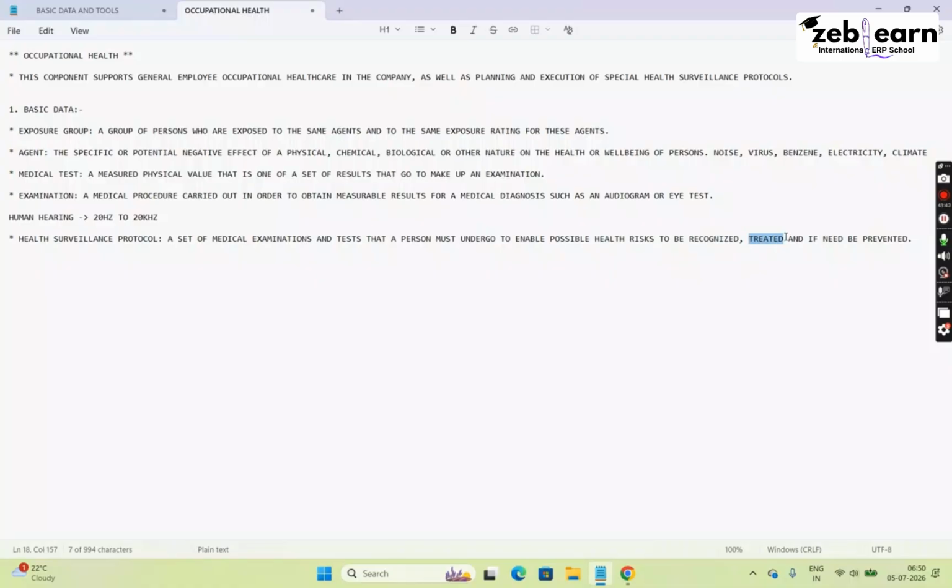Whenever the person goes for a medical checkup and from that checkup he comes to know he is having BP or sugar, diabetes, whatever medical condition he is having, next he has to start the treatment. So that also is part of your health surveillance protocol. We have to go for medical checkup so that we can identify the health risk, so that we can start the treatment, and in most cases we can do the prevention. Like I told you before, even prevention can be done if you go for regular medical checkup.